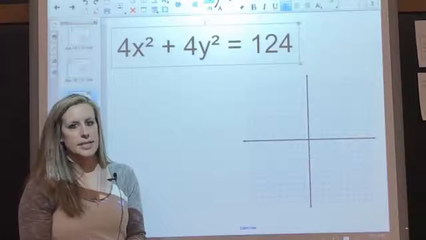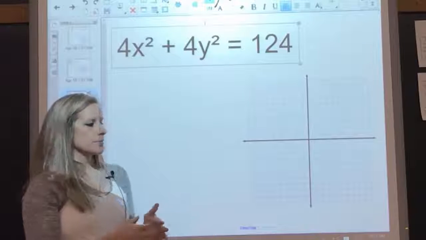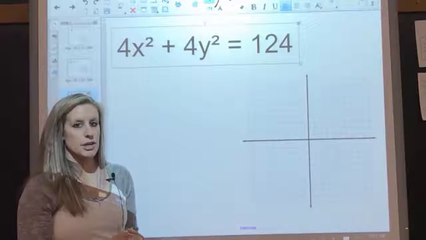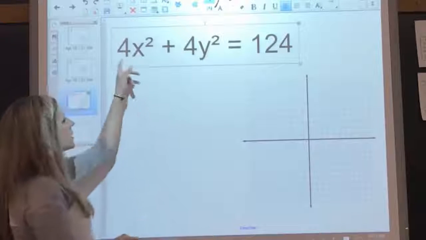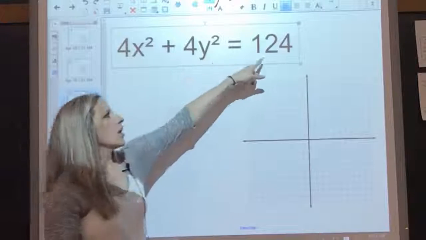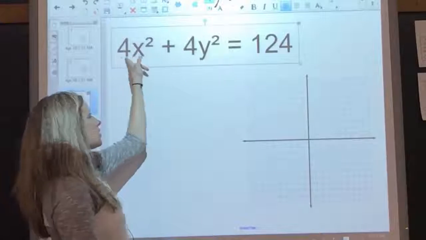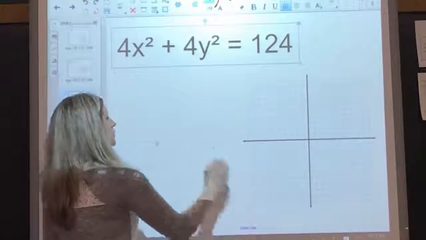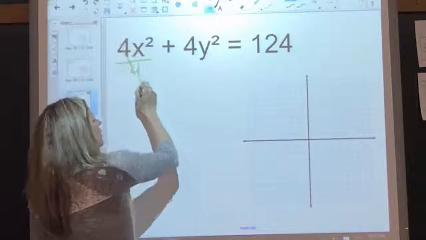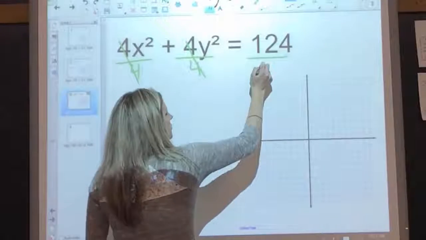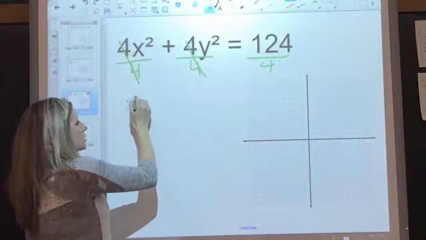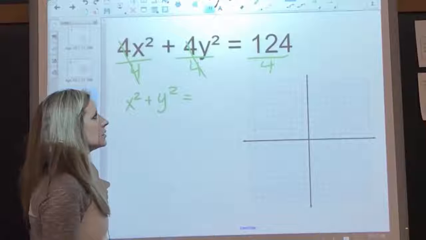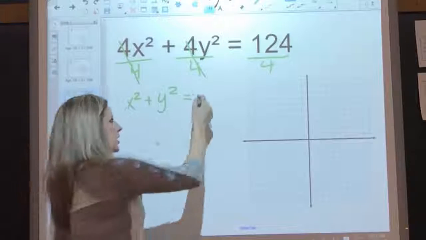Okay, last graphing example. Now with this one, you want to make sure you take out the greatest common factor first, because it's going to make things a lot easier. So here, you can see that 4 goes into all 3 numbers here, the coefficients and the number it equals. So what we're going to do first is take out a 4 from every single term. That leaves us with x² + y² = 31, since 124 divided by 4 is 31.